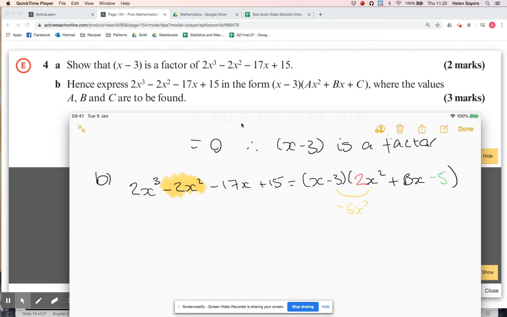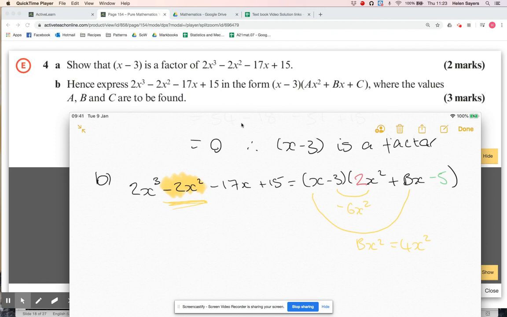So if I were to expand these brackets back out, that's going to give me an x squared term. I'm also going to get an x squared term when I do x times bx. So that would give me bx squared. And they would be the only two x squared terms. So together, they need to equal minus 2x squared. So that must be 4x squared, which means b must be 4.